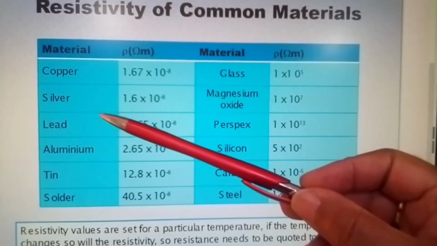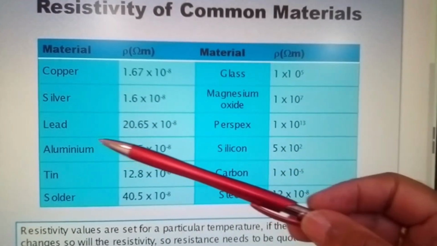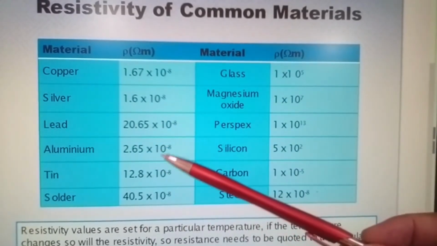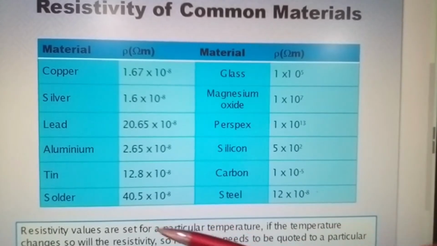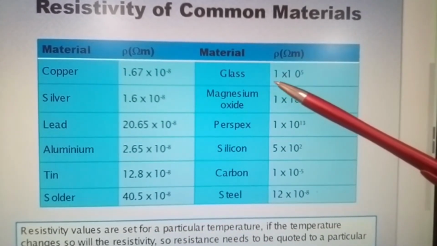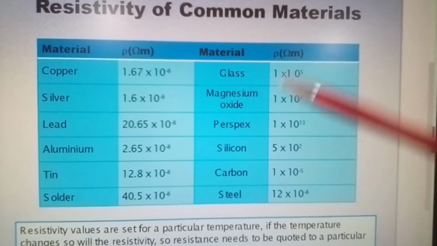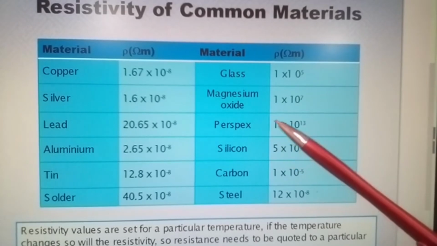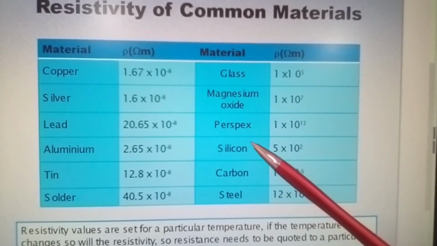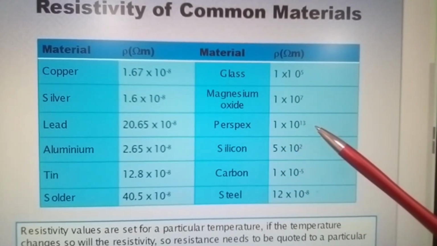Silver is 1.6 times 10 to the minus 8. Lead also has a low resistance. Aluminium also has a low resistance. Now if you go to glass, it has a resistance of 1 times 10 to the 5. Magnesium oxide is 1 times 10 to the 7, and perspex has a very high resistance, 1 times 10 to the 13.